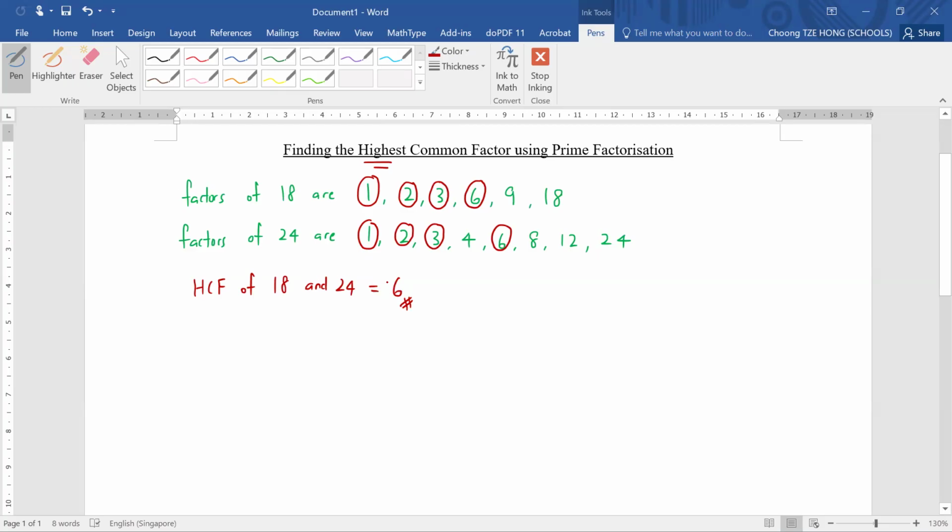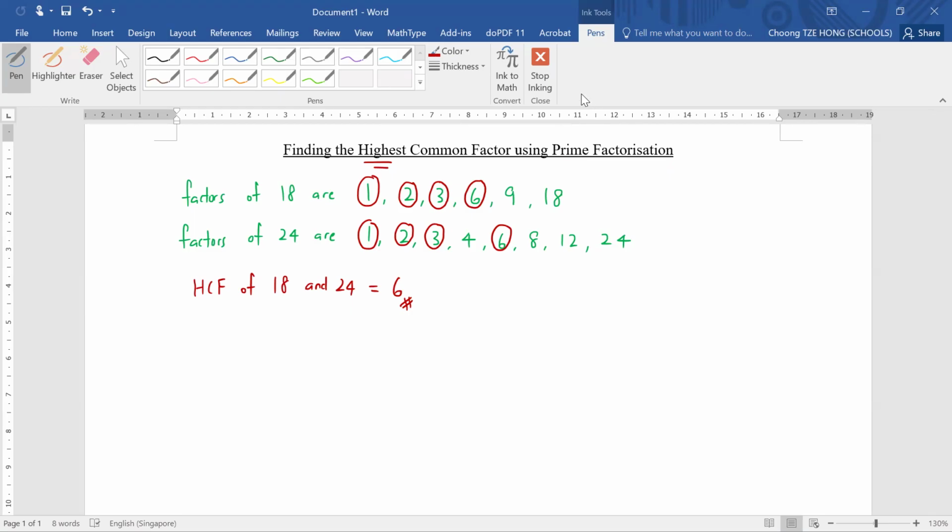But 18 and 24 are rather small numbers, so it's quite easy to list out their factors and then identify which one is the highest common factor. But what if we have a very big number, like several hundred or even thousands? Then listing out all the factors is going to be very tedious. So we need to come up with a different method, and that is where we can use prime factorization, which we have learned earlier.